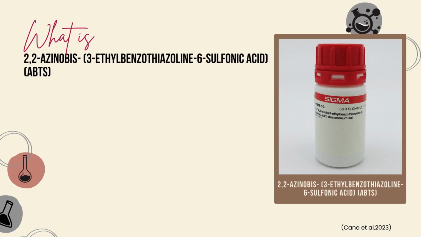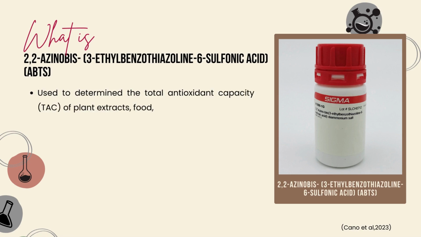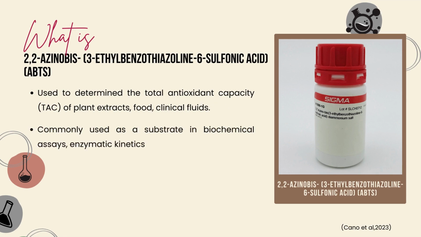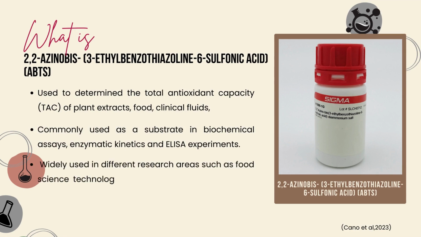So, what is ABTS? ABTS is used to determine the total antioxidant capacity of plants, extracts, food, and clinical fluid. It is commonly used as a substrate in biochemical assays, enzymatic kinetics, and ELISA experiments. And ABTS is widely used in different research areas such as food science technology, agriculture, plant science, and nutrition.